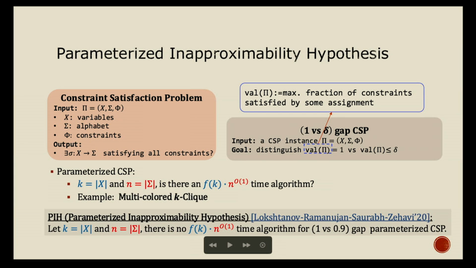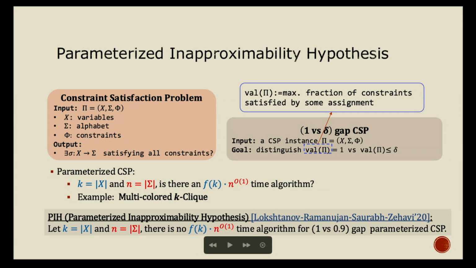So how can we generalize CSP into the parameterized world? We define parameterized CSP as follows. Everything else is the same except that we set the parameter k to be the number of variables, and we let the alphabet size grow as n. Why do we define parameterized CSP in this way? Because it's a natural generalization of multicolor k-clique.